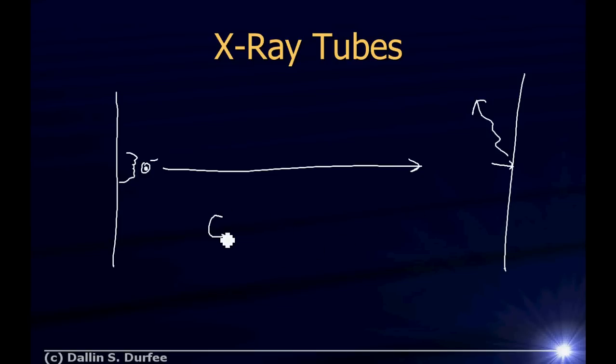All right, remember the energy of a photon is hf or hc over lambda. So if you know the wavelength of light you want to make, you want to make sure that your electrons have at least that much kinetic energy when they slam into the wall.